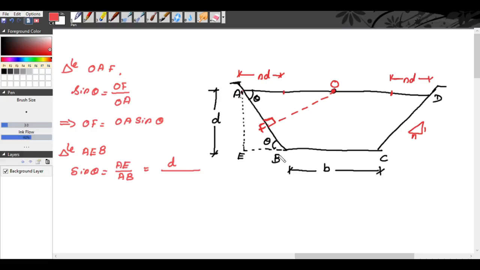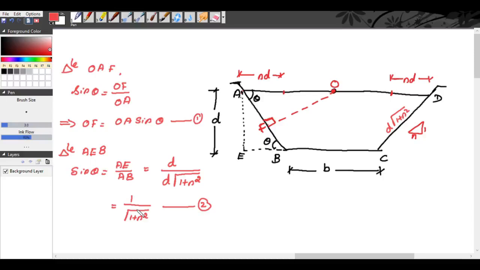AB is the sloping side, right? We know the sloping side is D into square root of 1 plus n square. So we get sine theta is equal to 1 by square root of 1 plus n square. We will take this as equation number 1, this as equation number 2.